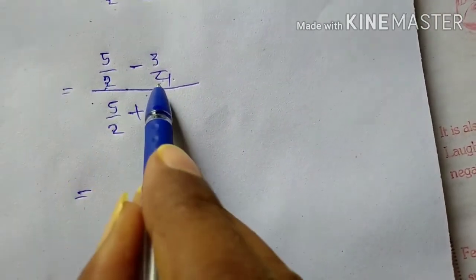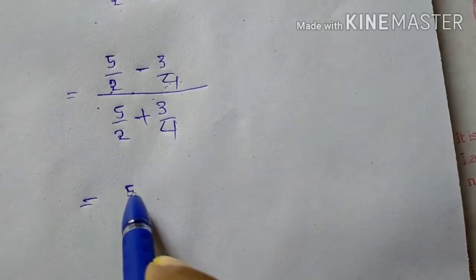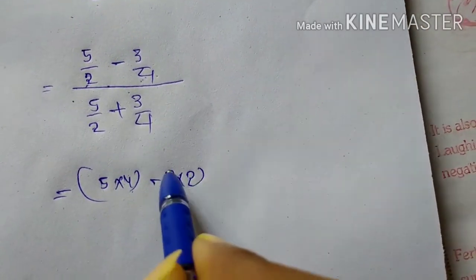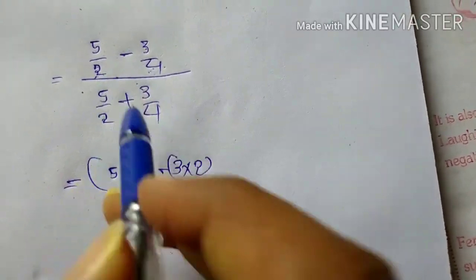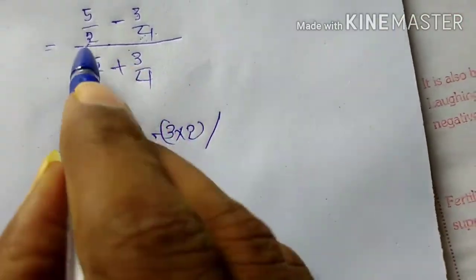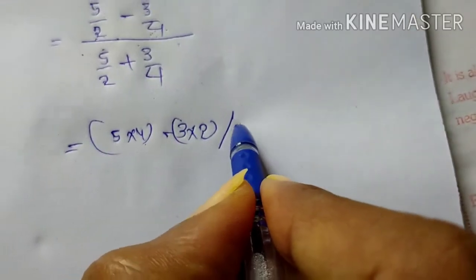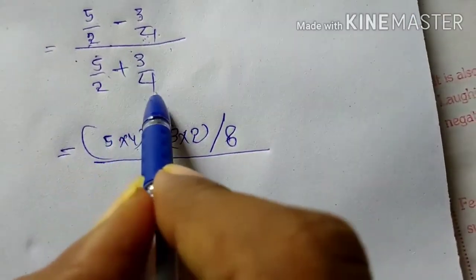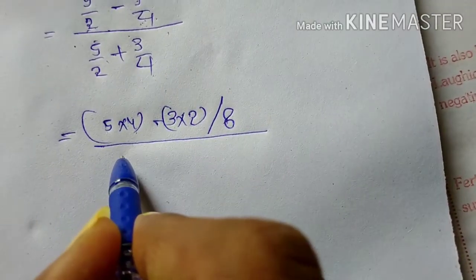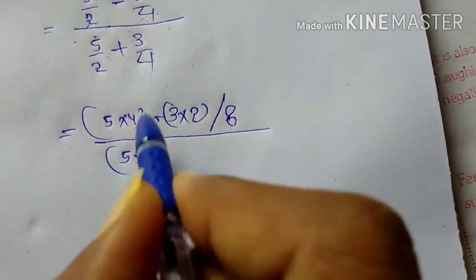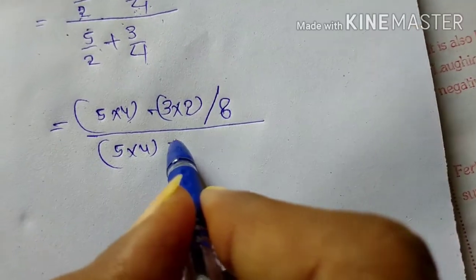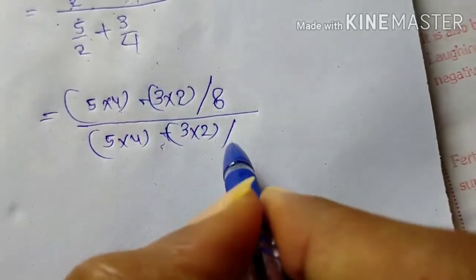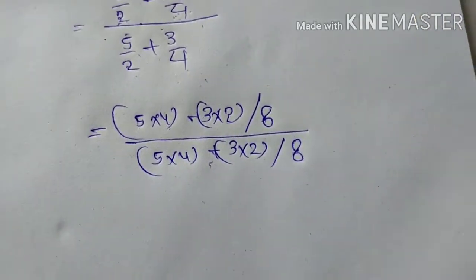Just I am writing here 5 into 4 minus 3 into 2. Is it okay? 5 into 4, 3 into 2. By 2 into 4, how much? 8 only. Division: 5 into 4 plus 3 into 2, by 2 into 4, how much? 8 only.